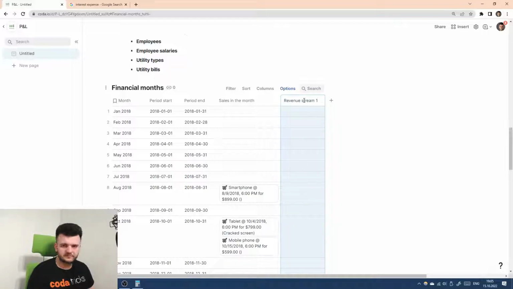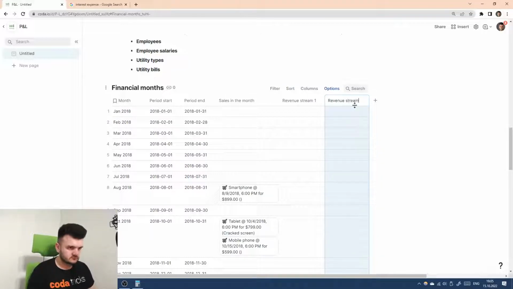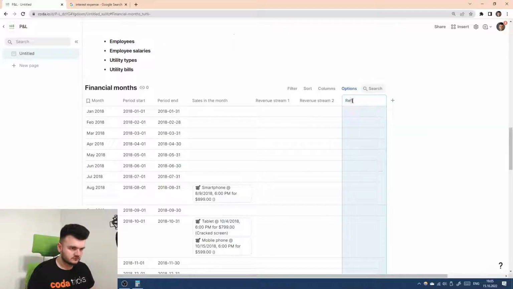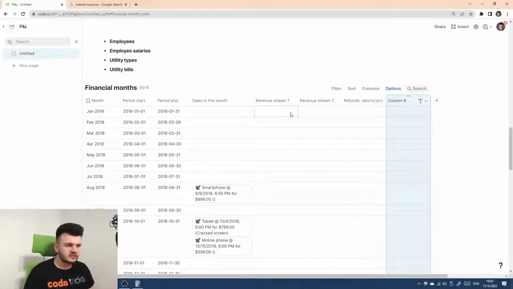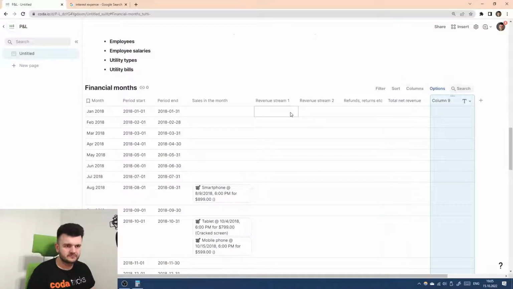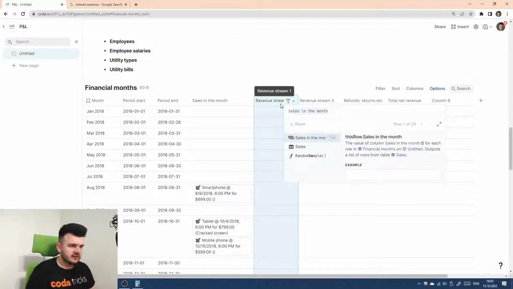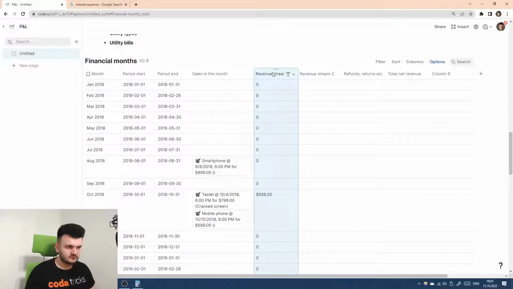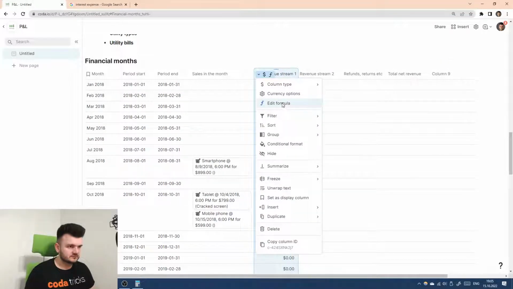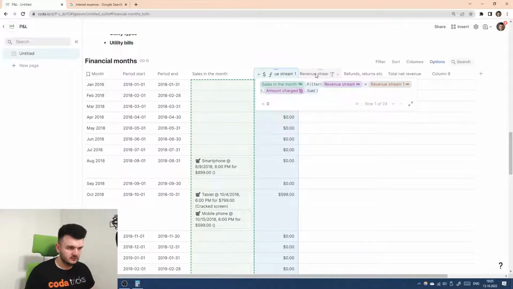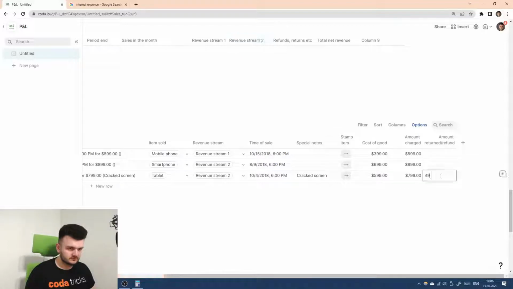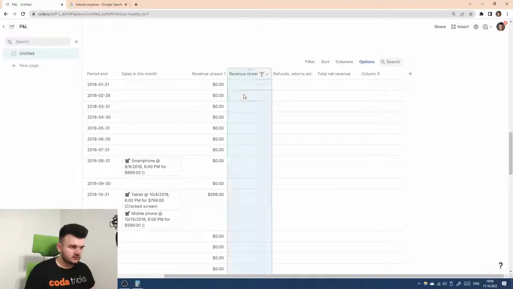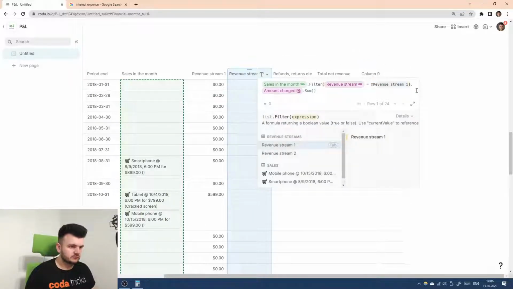Revenue stream 1. Refunds, returns, etc. And total net revenue. Revenue stream 1 is going to be sales in the month, filter for revenue stream equals revenue stream 1, amount charged sum. Yeah, the type is currency. Revenue stream 2 is the same, but filter for revenue stream 2.